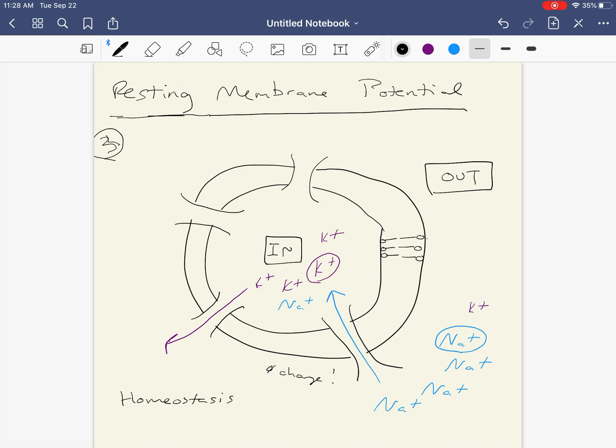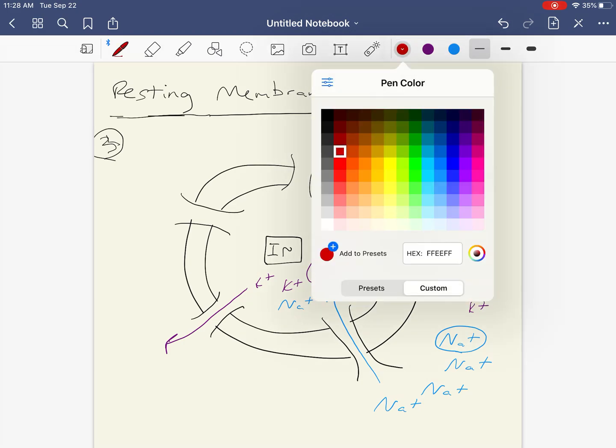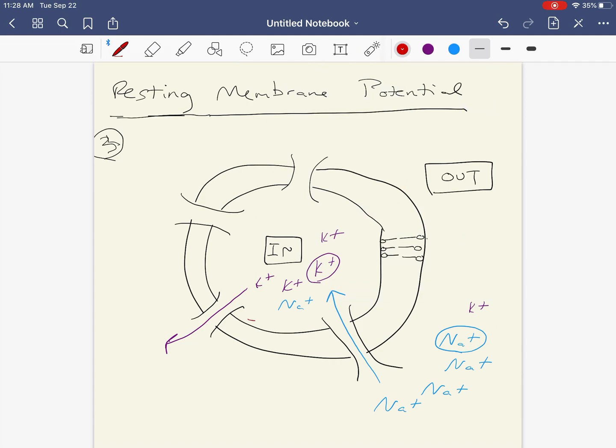We actually need a difference here because it is that potential energy, or difference in charge, that allows us to create a nerve impulse. So if we didn't have this difference in charge, we would not be able to make a nerve impulse, and that would be bad. So here's a situation where we actually don't want homeostasis. We want the inside of the cell to be more negative compared to the outside.